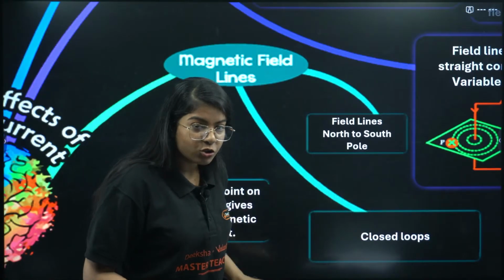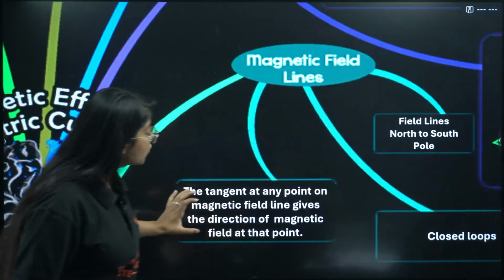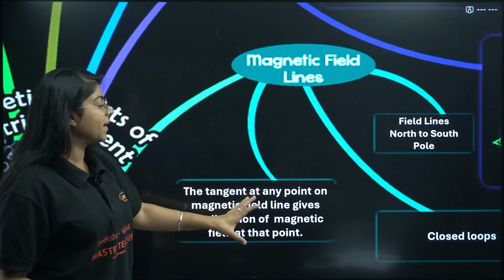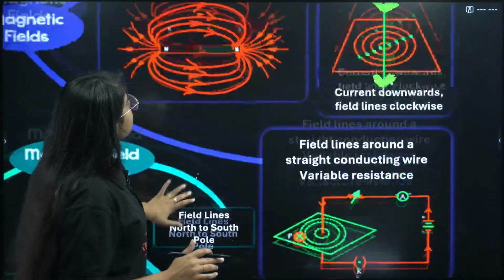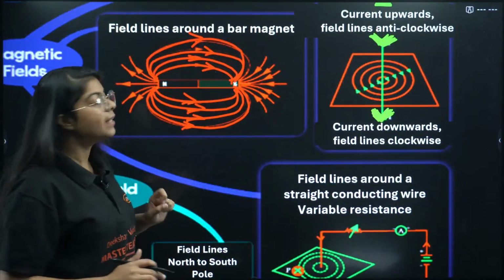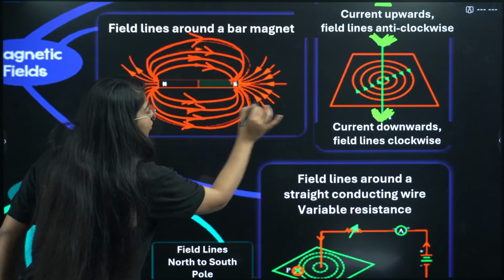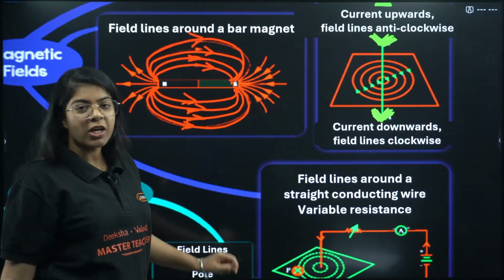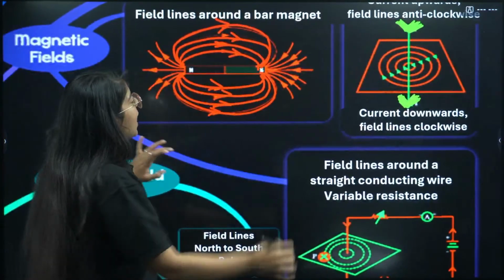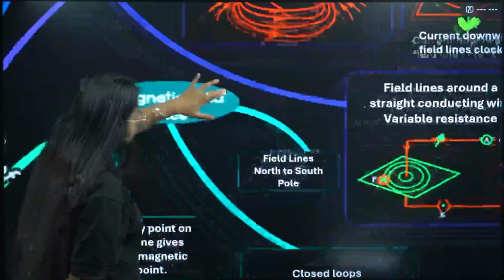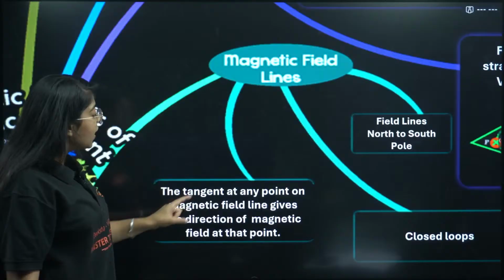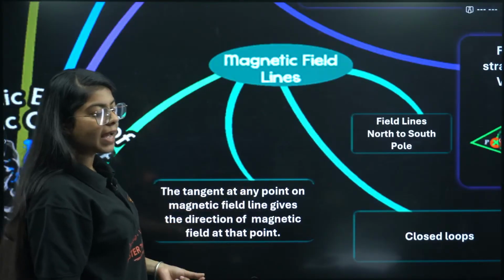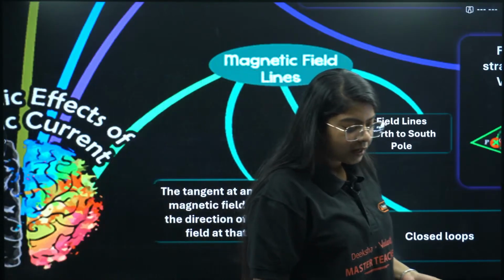Then they are closed loops. Then the tangent at any point on the magnetic field line. If I have a magnetic field line, say this is my magnetic field line, correct? At any point, if I draw a tangent, you all know what a tangent is? We have studied in mathematics. At any single point, if I draw a tangent, then that tangent will give the direction of the magnetic field at that point, correct?